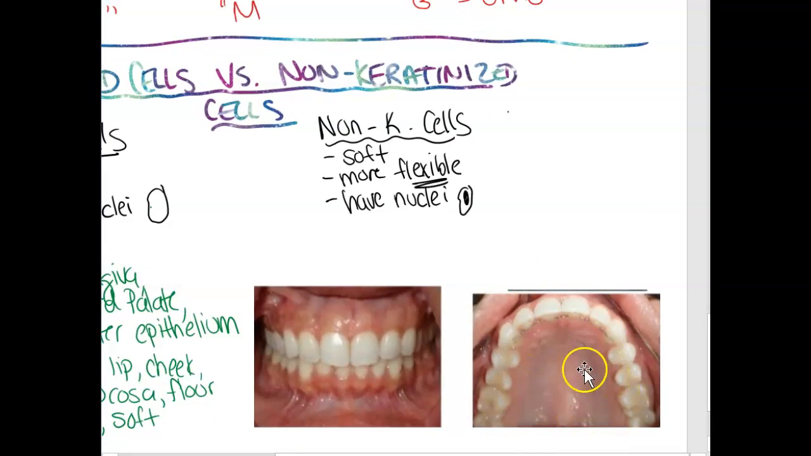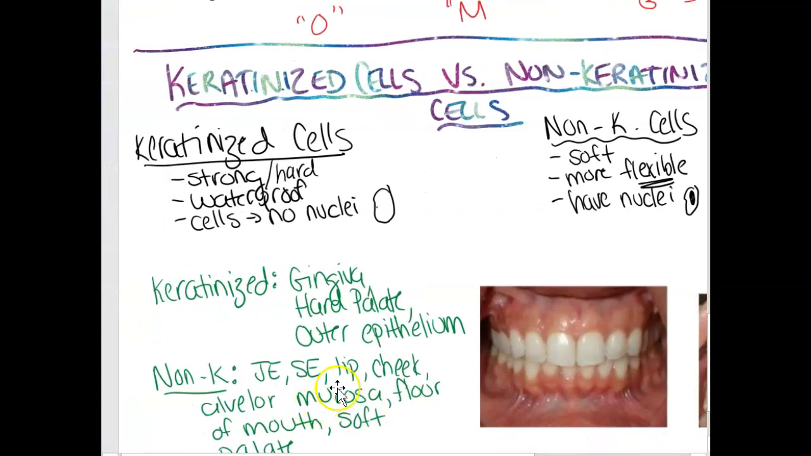But your soft palate is not keratinized. And the reason why it's not keratinized is if you put your tongue on the soft palate, you can actually see it bounce up and down. You can actually move it ever so slightly. So that's why it's non-keratinized. So if you look over here, soft palate is non-keratinized.